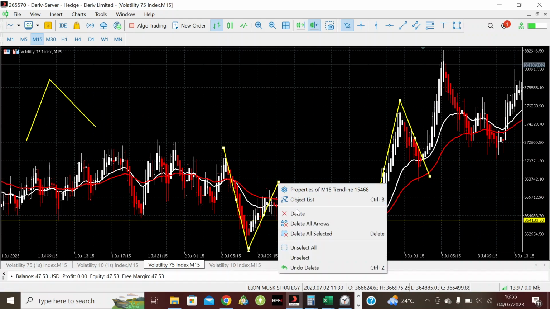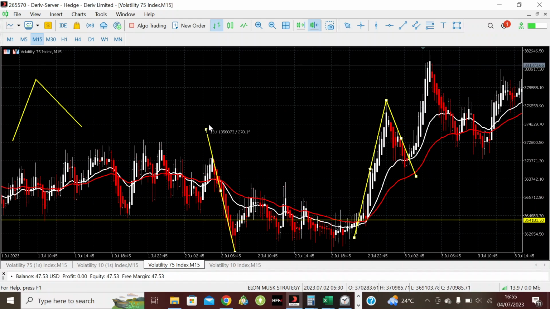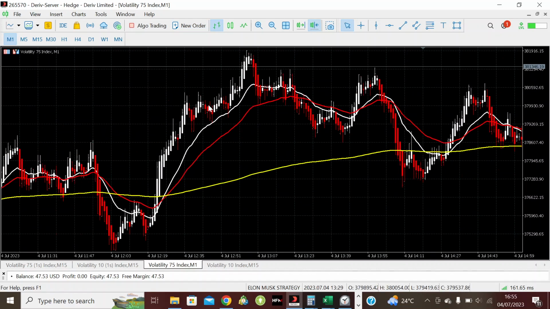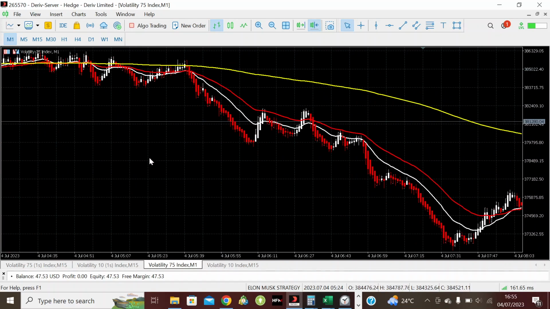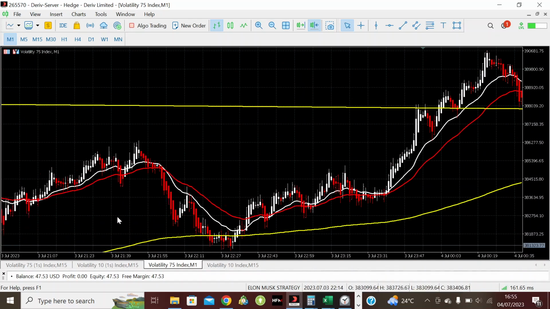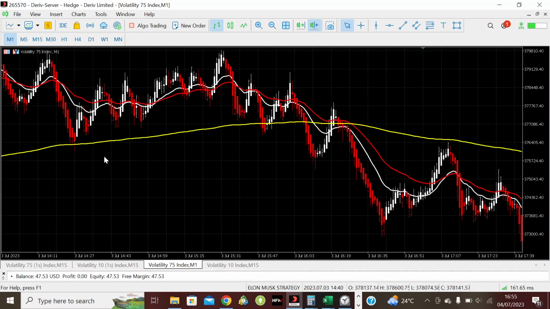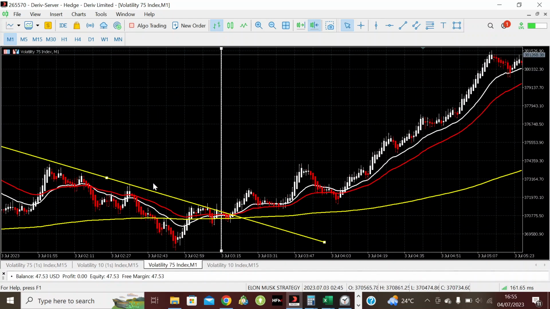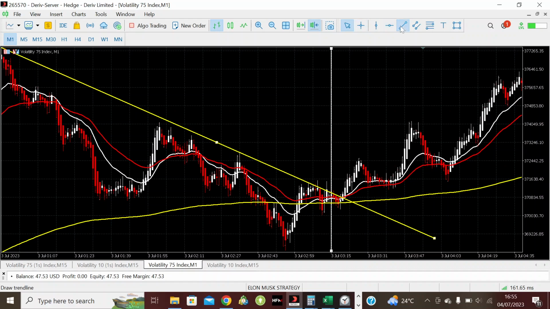Okay, let me just take out all these things first so that I can go to the 1-minute chart now and show you guys what I'll be looking for on the 1-minute chart. So this is what I'll be looking for in the 15-minute chart, right? Then I will go to the 1-minute chart, and what I'll be looking for again is that same setup on the 1-minute chart. So when you find the setup on the 15-minute chart, then you look for your entry on the 1-minute chart. So you can see now this is the line coming from that 15-minute chart.